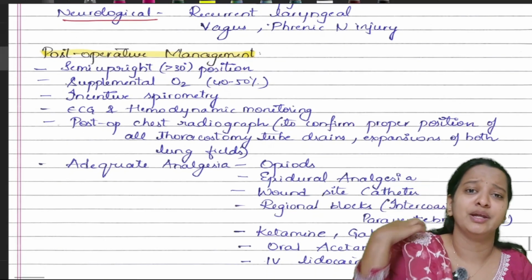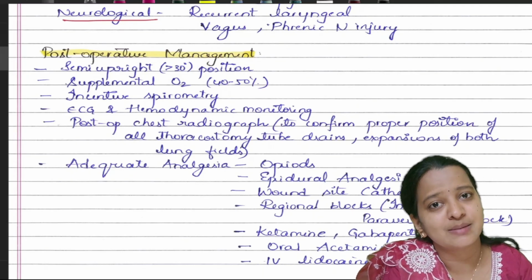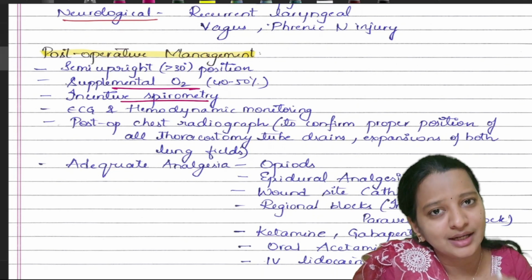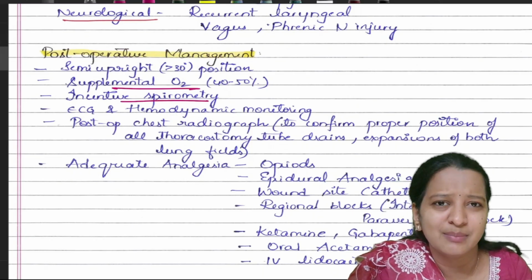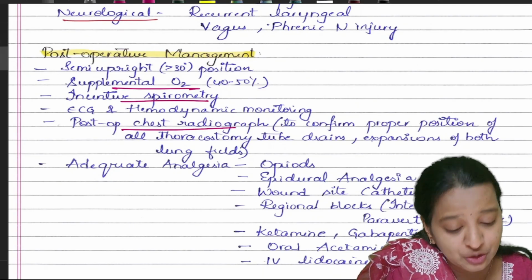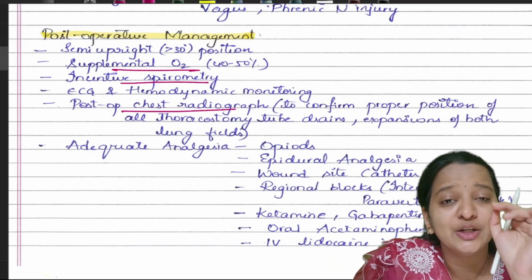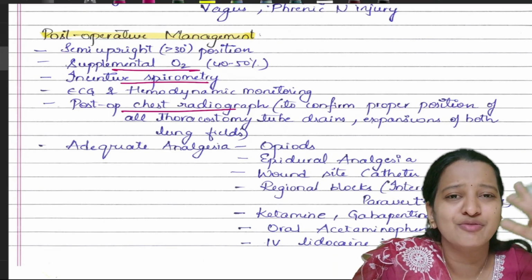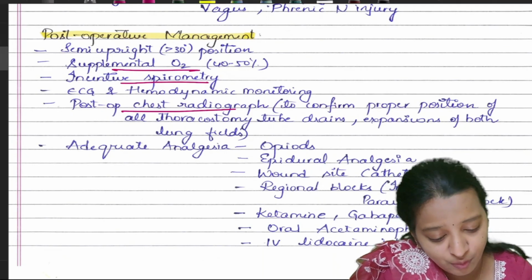So in the post-operative period, you have to keep the patient in a semi-upright position and you have to support the patient with supplemental oxygen, and incentive spirometry should be encouraged, and there should be continuous hemodynamic monitoring for sure. Okay. And we have to go for serial post-op chest x-rays to confirm proper positioning of all the tracheostomy and drain tubes and all. And adequate analgesia is very much important because the patient might land in respiratory failure if you do not provide adequate analgesia. Okay, because of pain, he won't take the respirations, right? So the analgesia might be multimodal. You can go for opioids, epidural.